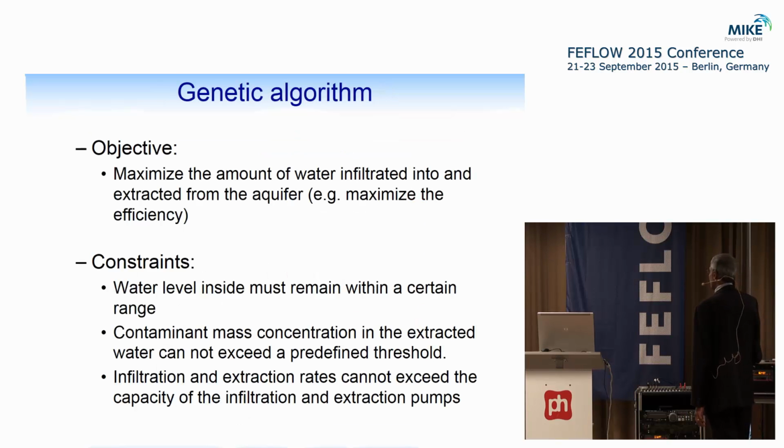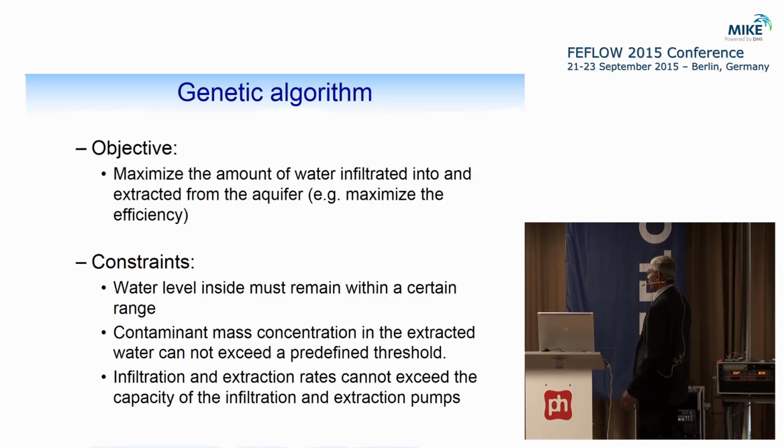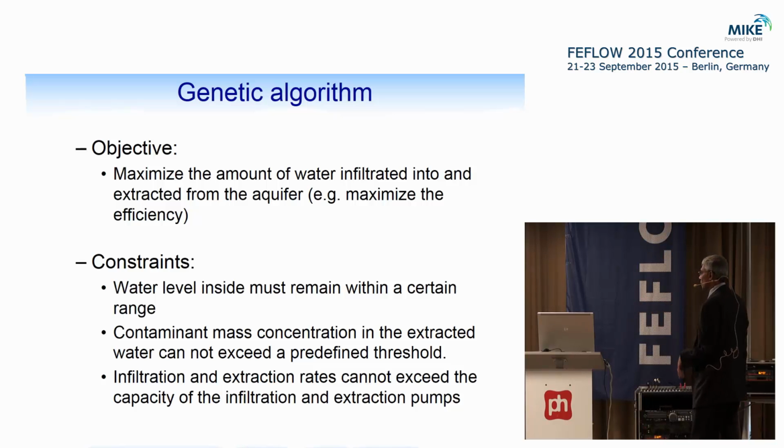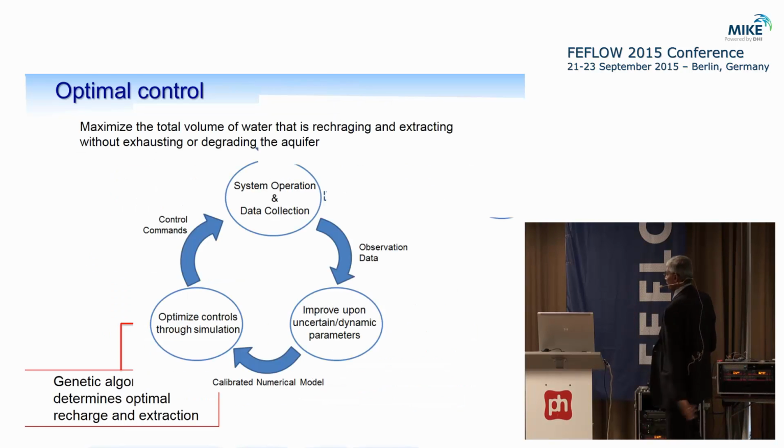Okay, so the genetic algorithm is designed, as I mentioned earlier, to maximize the amount of water infiltrated into the system. The whole idea is that you want to get the maximum amount of water into the system, and also you can get the water out. But while you're doing that, you have constraints. You don't want to lower the water table too much, so one of the constraints of the optimization problem is the water table. We also want to maintain a certain water quality in the system. And then the infiltration and extraction cannot exceed a certain capacity, because we have a constraint on how much water goes into the system. So the optimal control, like I said, uses a genetic algorithm.